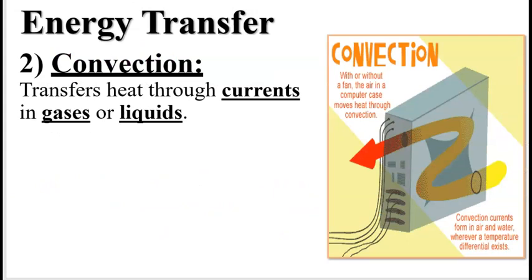Convection transfers heat through currents in gases or liquids. So the computer I'm using right now, if the fan wasn't moving, then it would overheat. So it says, with or without a fan, the air in a computer case moves heat through convection. Convection currents form in air and water whenever a temperature differential exists.